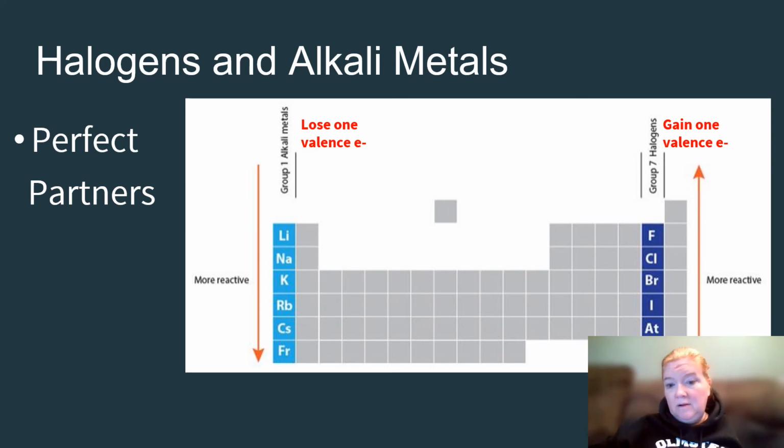Now, halogens and alkali metals, like I said, they're perfect partners. Alkali metals are giving up an electron. Halogens are trying to get one. Perfect partners.